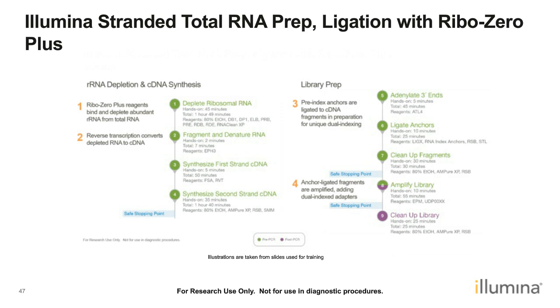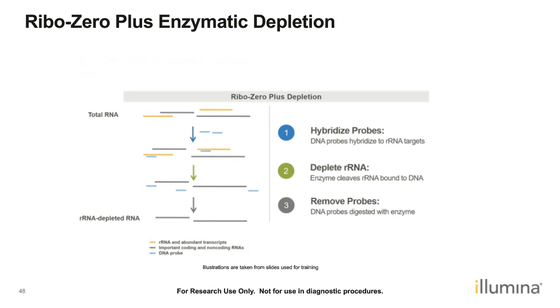Here we have the Illumina Stranded Total RNA Prep Ligation with Ribo-Zero Plus. Again, very similar to the TruSeq Stranded Total workflow, just accommodating a lower input and utilizing those anchors that we previously discussed for the addition of indexes. Unlike its predecessor, which utilizes a probe to bind to the target and a magnetic bead to pull the rRNA down, Ribo-Zero Plus utilizes an enzymatic approach to degrade rRNA bound to the target. So the probes will hybridize to the target, enzyme will cleave the rRNA bound to the DNA, and then it'll be digested. So a different mechanism here.